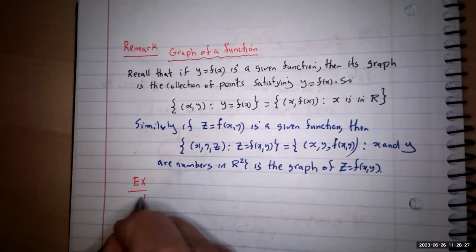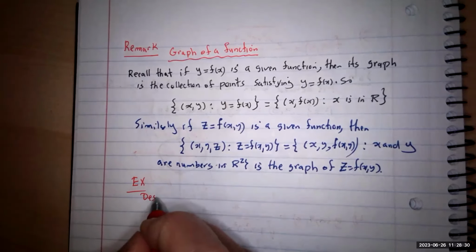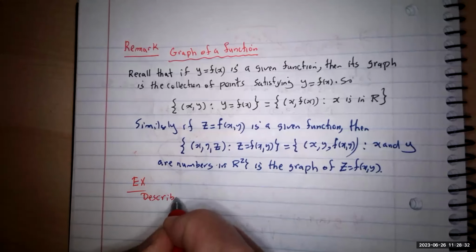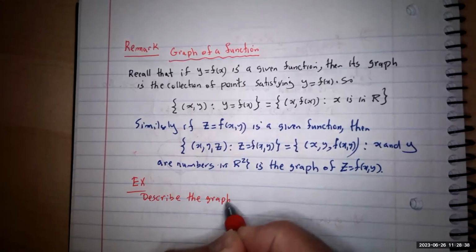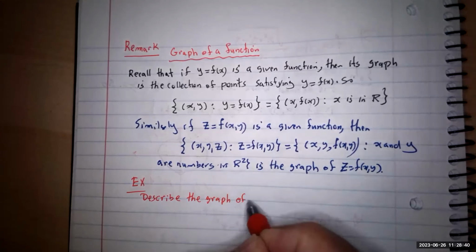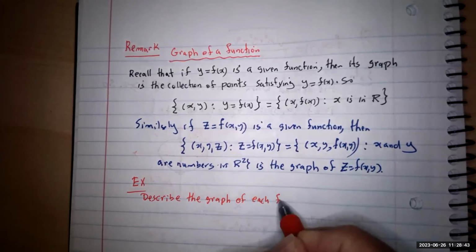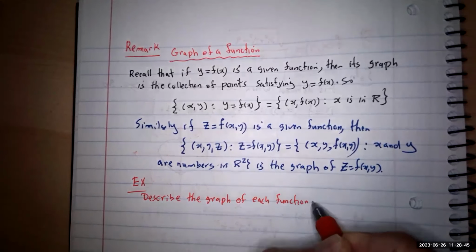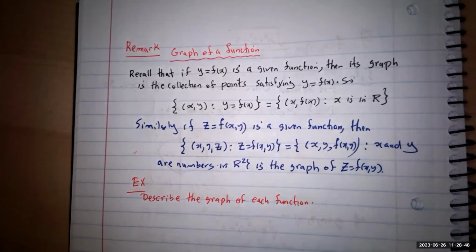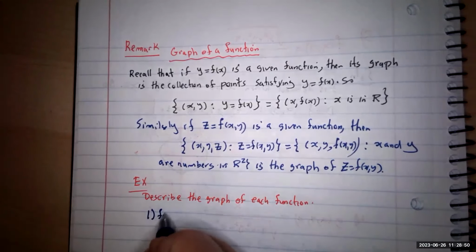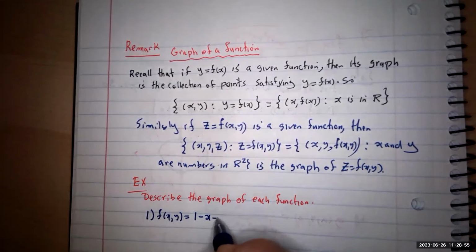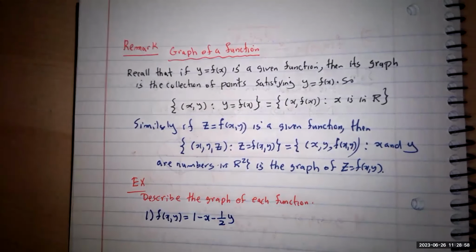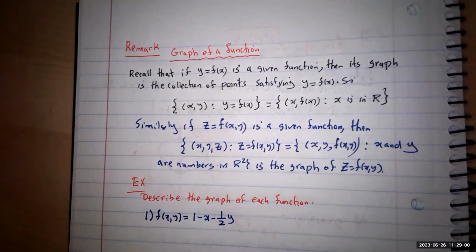Describe the graph of each function. Number one, f of x, y is equal to 1 minus x minus 1/2 of y. Just give you a couple of minutes to think about it. I have something to check here.